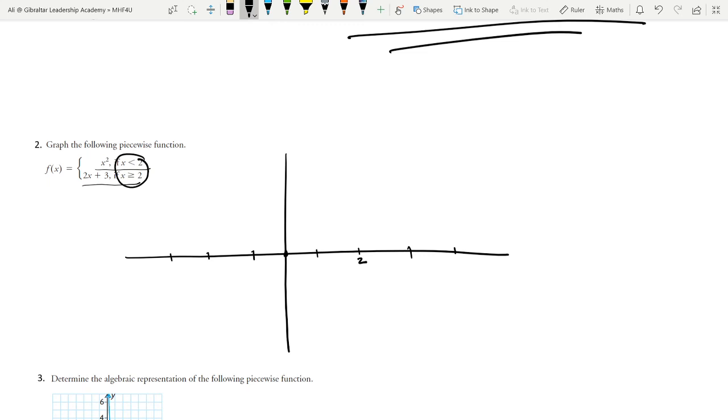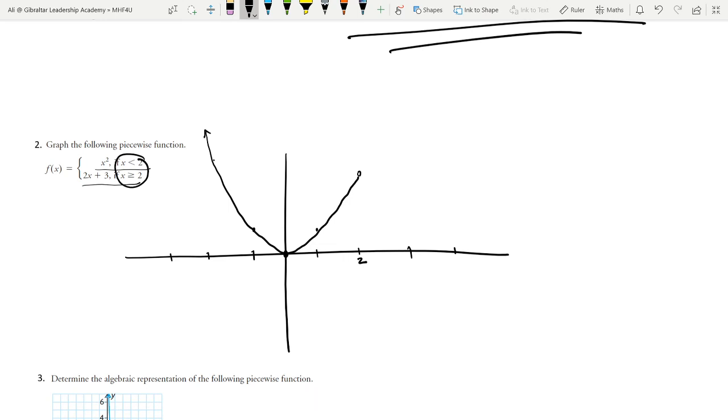So let's draw x squared. 0, 0, 1, 1, 2, and 4. But at 4, it's an open circle because it's not equal to. Negative 1, 1, negative 2, 4, and it will continue in that direction. So I'm going to create this graph. Remember that it does not go past the 2.